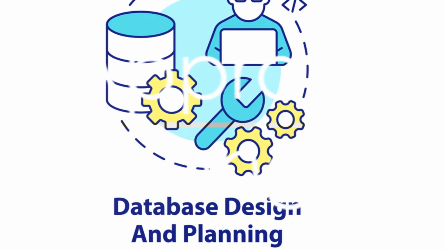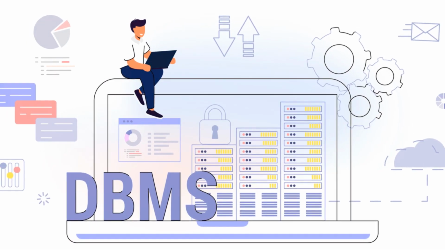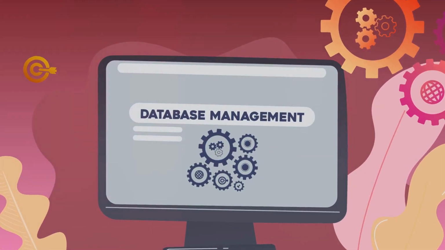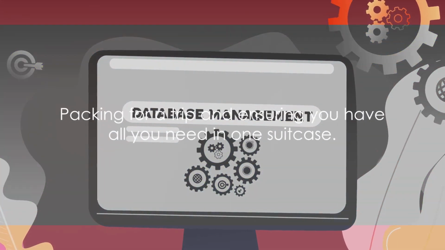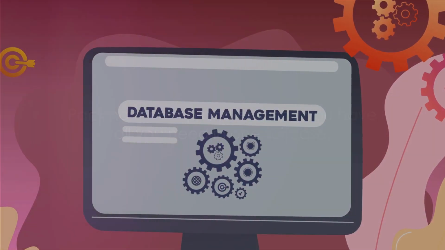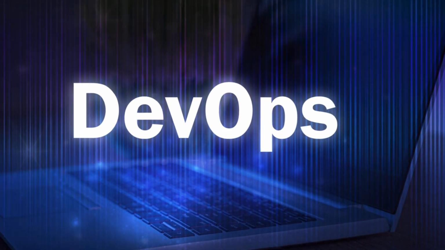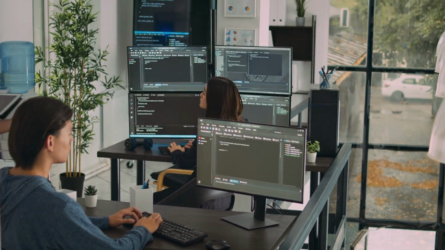In our journey of understanding schema changes handling, we come across the coupled approach. What does this term convey? Let's delve into it. The coupled approach to schema changes deployment is like preparing for a journey and packing everything you need in one suitcase. This strategy encapsulates the schema changes along with the code releases. It's a common practice in the DevOps sphere due to its straightforward nature.